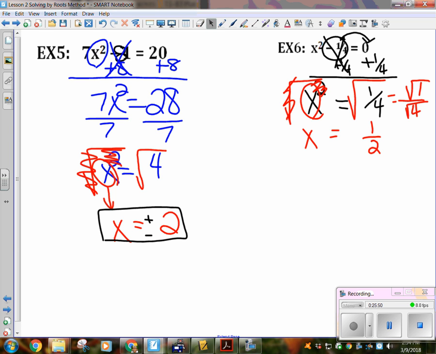Don't forget what? Plus or minus. So I go to 1 and -1. So I know it's going to be halfway in between. This parabola crosses at -1/2 and +1/2. Everybody good with that? Okay.